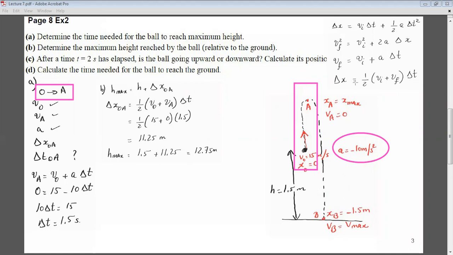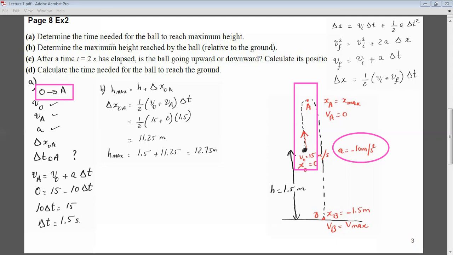So I look at my four equations and I find that the third equation is the equation I must use. So VA, which is 0, equals VO, 15, plus acceleration, minus 10, times delta T. I solve it, I get delta T equal 1.5 seconds.